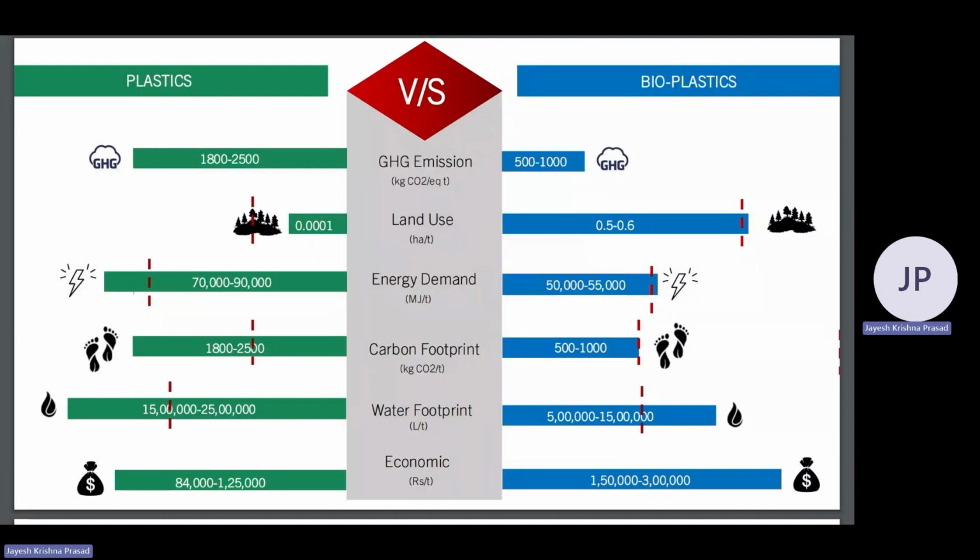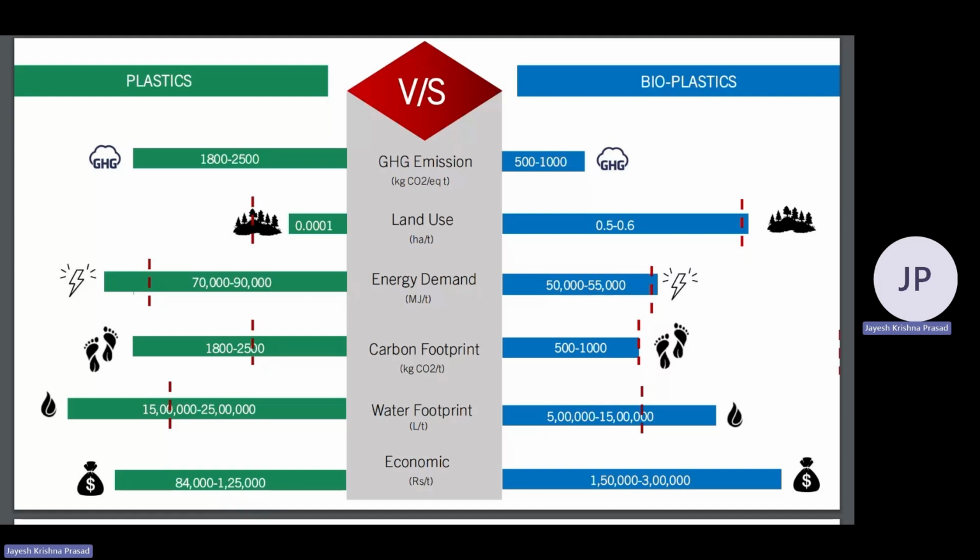As we know, plastics have become an important part of our daily lives, but the environmental impact is significant. So, we will explore the greenhouse gas emissions, land use, energy demand, carbon footprint, water footprint, and economic factors associated with both traditional plastics and bioplastics. Understanding these differences is essential for making informed choices that promote stability and sustainability.